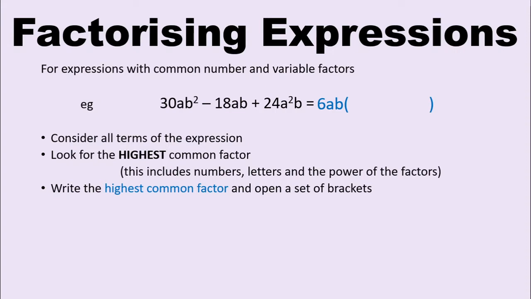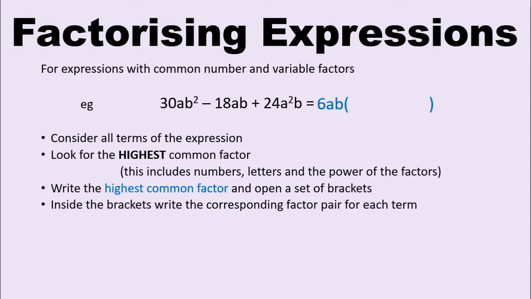What I need to remember to put inside the brackets are the corresponding factor pairs for each term. That means if I were to divide 30ab squared by 6ab, what would remain inside that bracket? If you prefer to think the other way around, what do I need to multiply 6ab by to get 30ab squared? Well, 6 times 5 would make the 30. I've got the a here, so I don't need to multiply that by anything else. And b, I would need to multiply by another b to make b squared. So that's going to be 5b.